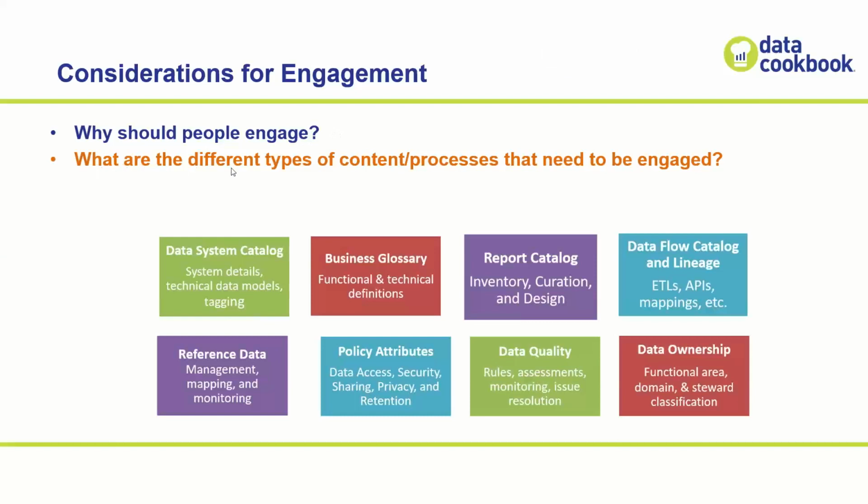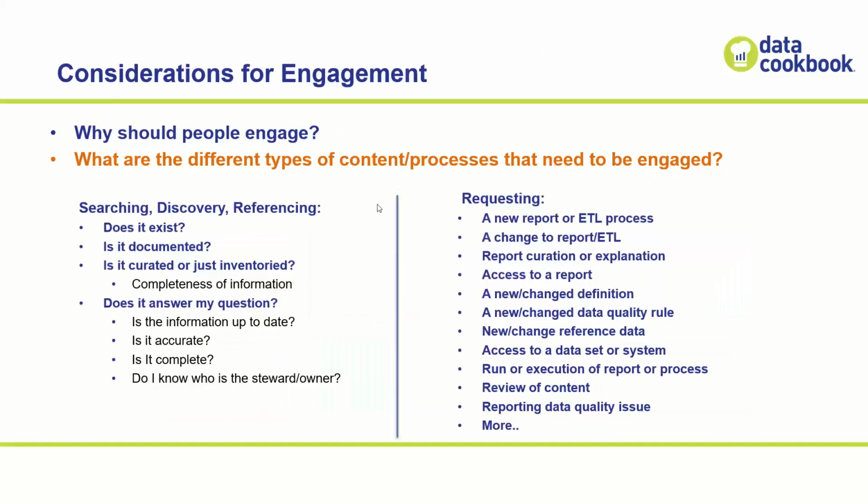The next thing is, what are the different types of content and processes that are being engaged? So we talked about this: catalog, glossary, report, data flow, reference data, policy questions, or other kinds of issues. So, types of things they're doing when they're searching and discovering and referencing. They're saying, does this exist? Is it documented? Is it curated or just inventoried? Is there completeness of the information?